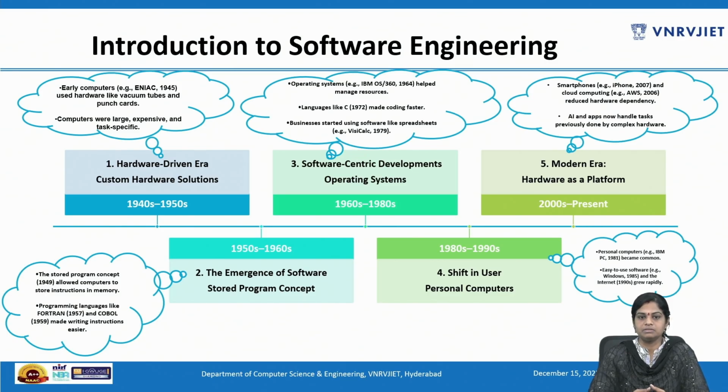Let us move to the third one, software centric developments. Here operating systems came into picture: IBM OS 360 came in 1964. Multiple resources can be managed using these operating systems. Slowly we have programming languages like C, which came in 1972 and made coding faster. Even till now, as a basic programming language, we start learning programming with C. Businesses also started using software like spreadsheets, in 1979.